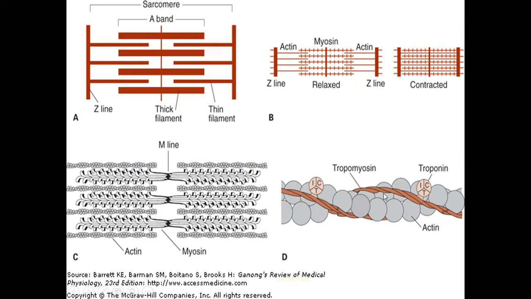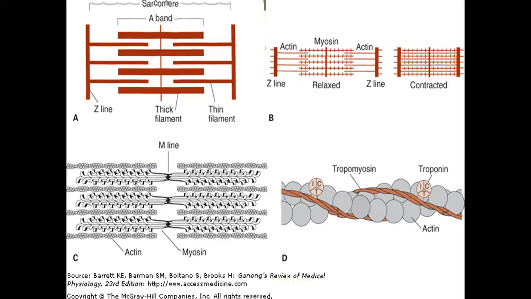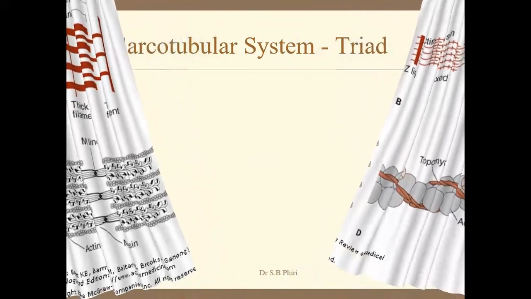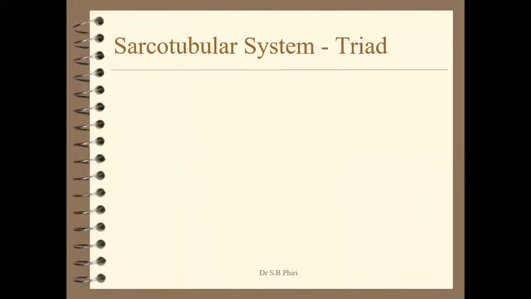But remember, we are just looking at the structure. The mechanism you will appreciate in lecture 2, muscle physiology. So we continue with the structure. Now let's look at the sarcotubular system. In skeletal muscles, the sarcotubular system is called a triad because there are three structures contributing to form it. In the cardiac muscle cells, the sarcotubular system is called the dyad because there are two major structures contributing to its formation.